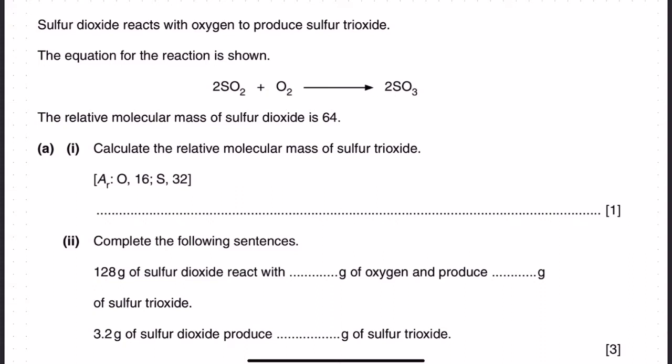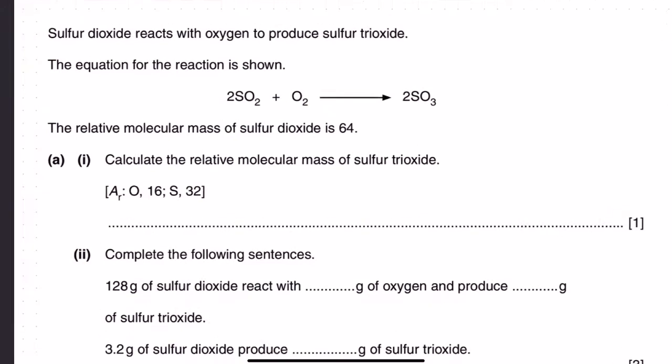So here's the video of it. Sulfur dioxide reacts with oxygen to produce sulfur trioxide. So there's the chemical equation as written below there.